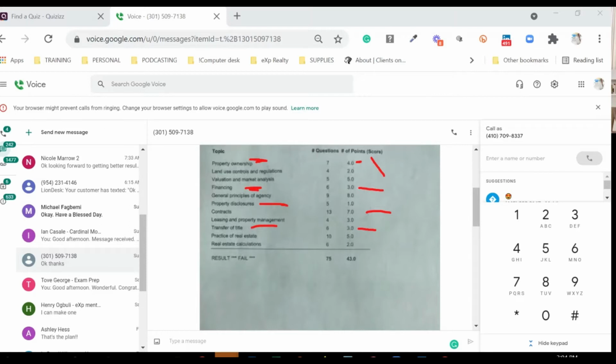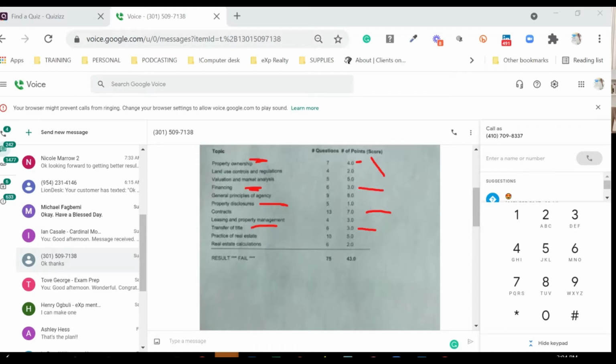Okay, so you're saying you're going to do contracts, and then practice of real estate. Right, because those are part of the big three. Maintain agency, so I would just do maybe 2 minutes a day of that. And then contracts, property ownership, because that has 7 questions. That's a lot of questions.